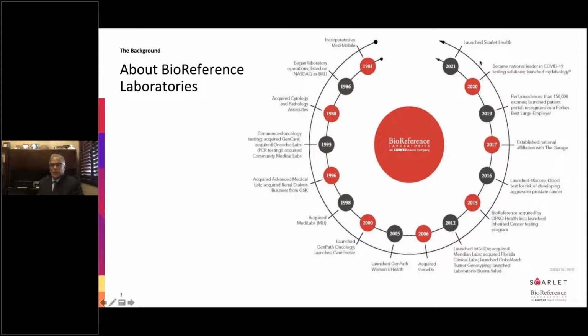2017, we affiliated with a population health platform company, and then in 2019, another pivotal year, we reached that mark of 150,000 exomes through our GeneDx division, and we were also named as one of the top organizations by Forbes magazine as the best employer.